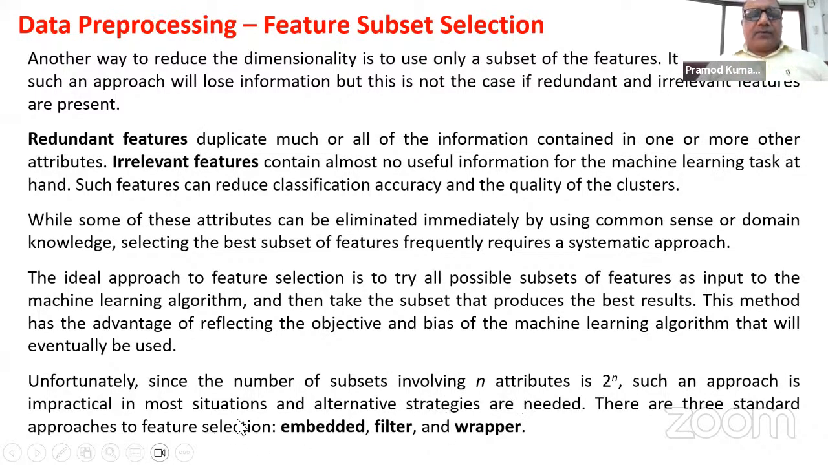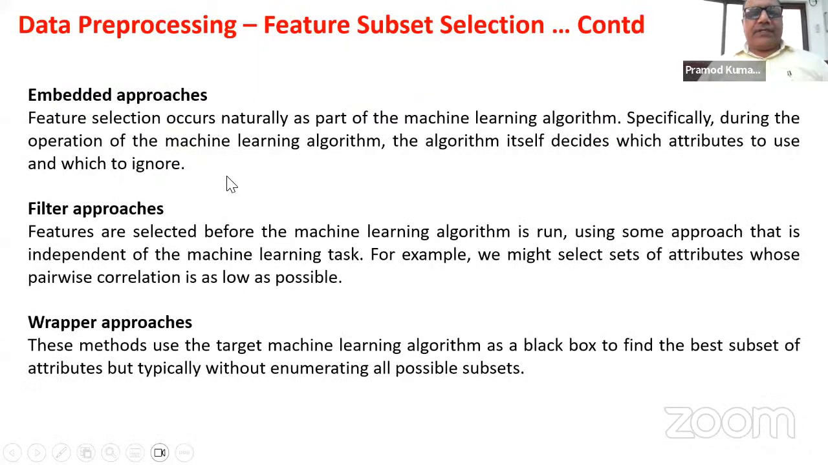So what is practical? For that we have the embedded, filter, and wrapper approaches. Now we see what these approaches are. The embedded approach is that the feature selection occurs naturally as part of the machine learning algorithm. What is the meaning of this? In the embedded methods, the feature selection is embedded into the machine learning algorithm. It means we do not tell what is to be done. The machine learning decides on its own which features have to be removed and which features are to be kept for making the model.